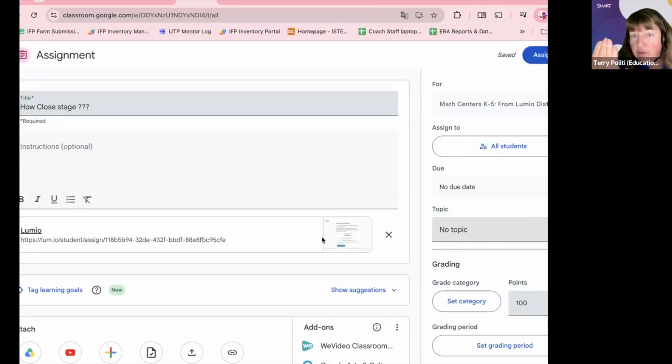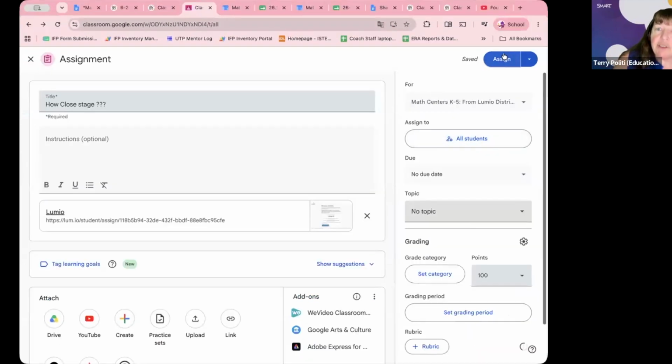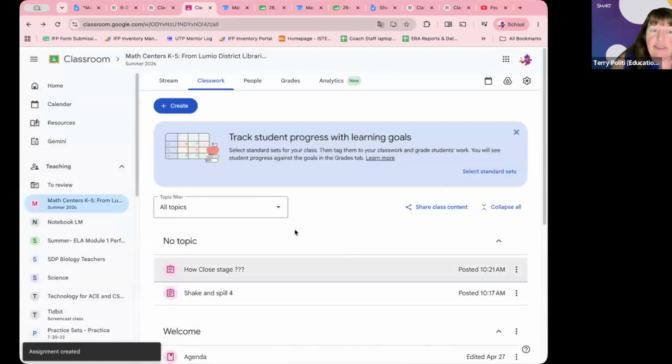Again, if you hit assign, it goes to all students. If you want to create groups, you can. If you've never created groups and you need help, when school comes back, contact your ed tech coach. They'll be glad to come out and help you with the groups. That's up to you. For this one, I'm just going to go to all students and click assign. And now it's in your assignment.